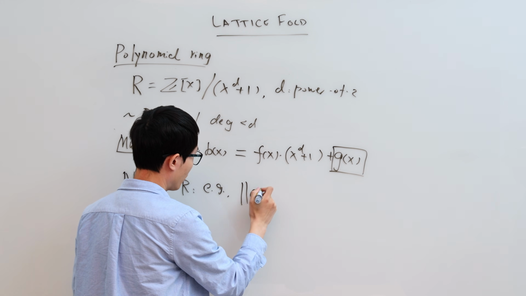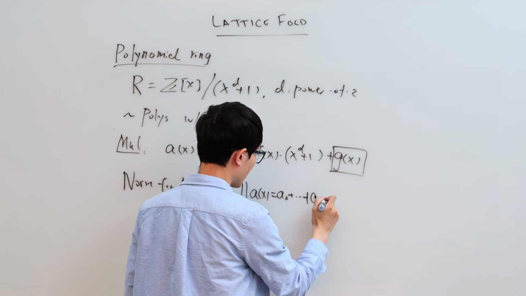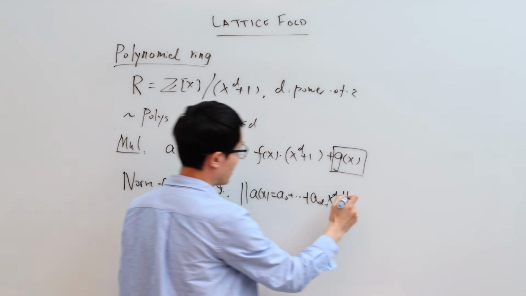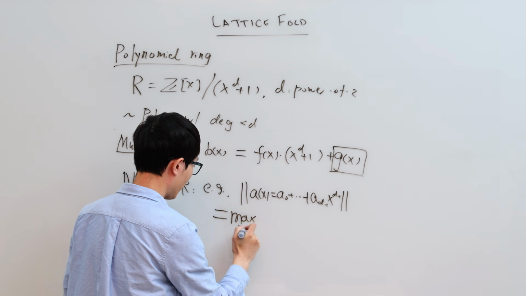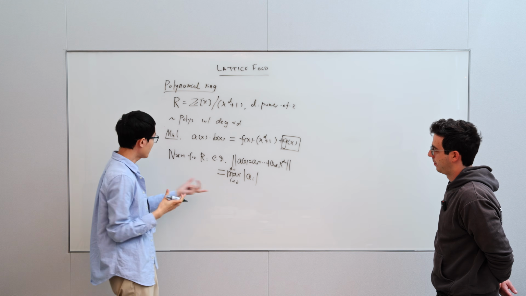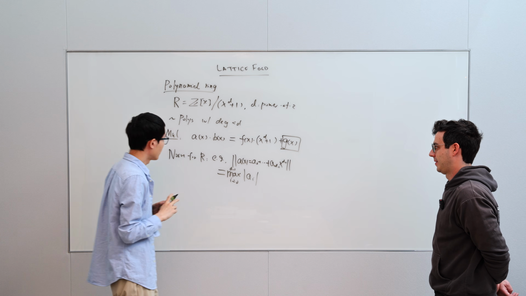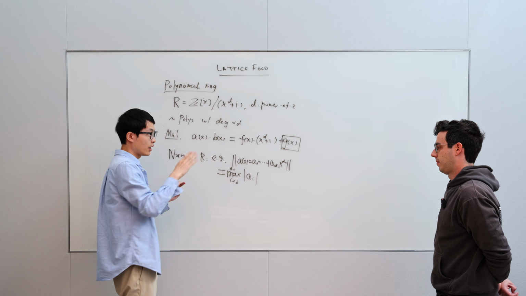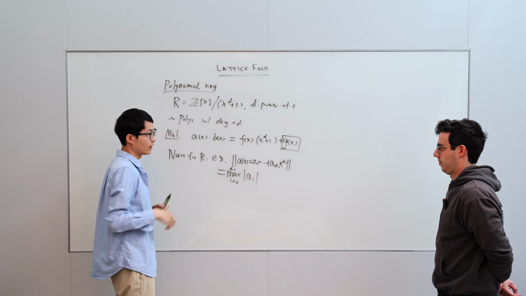So given a polynomial a(x), which is a0 plus up to a_{d-1} x^{d-1}, the infinite norm of this is defined to be just the maximal value over i from 0 to d minus 1 of the absolute value of a_i. Right. And you can trust me that this satisfies all the properties of a norm, such as the triangle inequality and so on. And this will be very useful later when you want to analyze the hardness of some problem and reduce this problem into some lattice problem. And this is something that I think Vadim has mentioned last week as well.